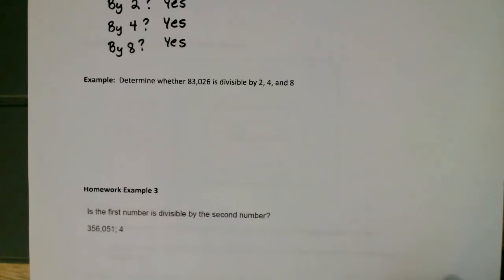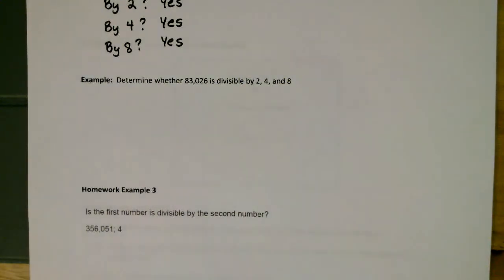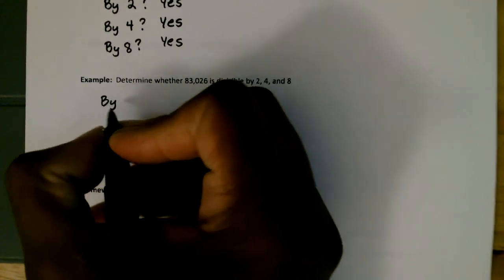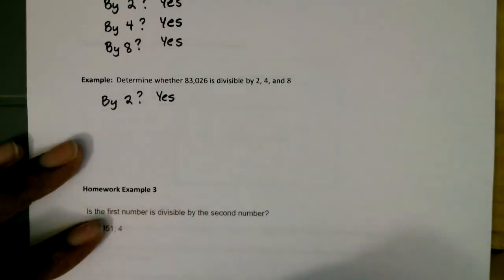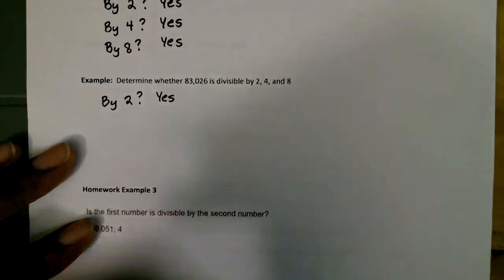Okay. All right, here's another example. Determine whether 83,026 is divisible by 2, 4, and 8. Well, let's start off with by 2. And by looking at this, it ends in either a 0, 2, 4, 6, or 8. It ends in 6 in this case. So that means this number 83,026 is divisible by 2.